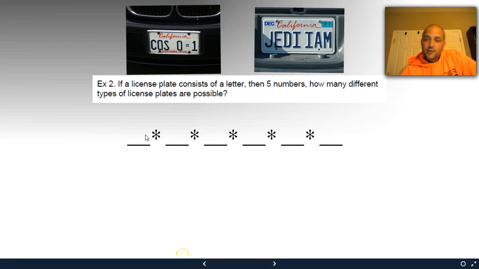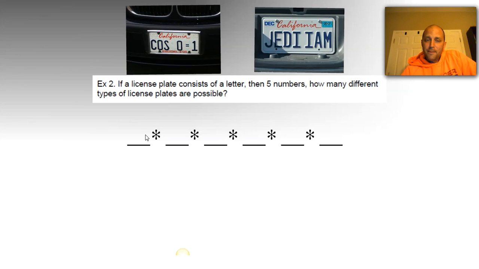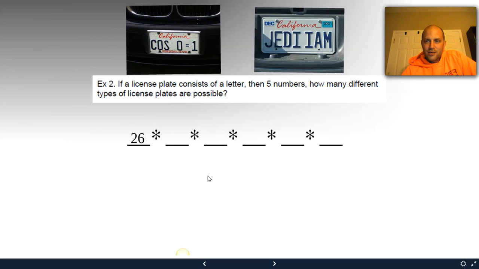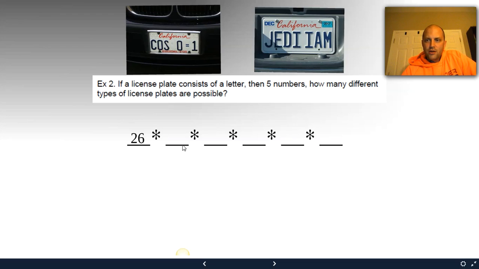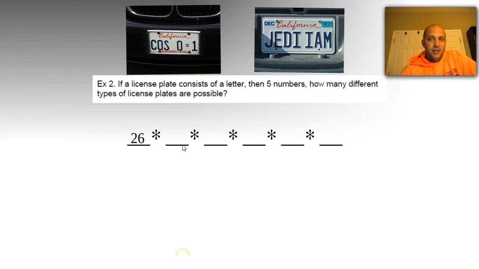Now, if you don't know how many letters are in the alphabet, you might have to ask mom and dad, but hopefully they told you there's 26 letters. So A through Z, there's 26. And then 5 numbers. How many single-digit numbers are there? I hear people say 9, and it's not 9 because you forget about 0. So it's 1 through 9, and then you also have 0, so you have 10 choices.